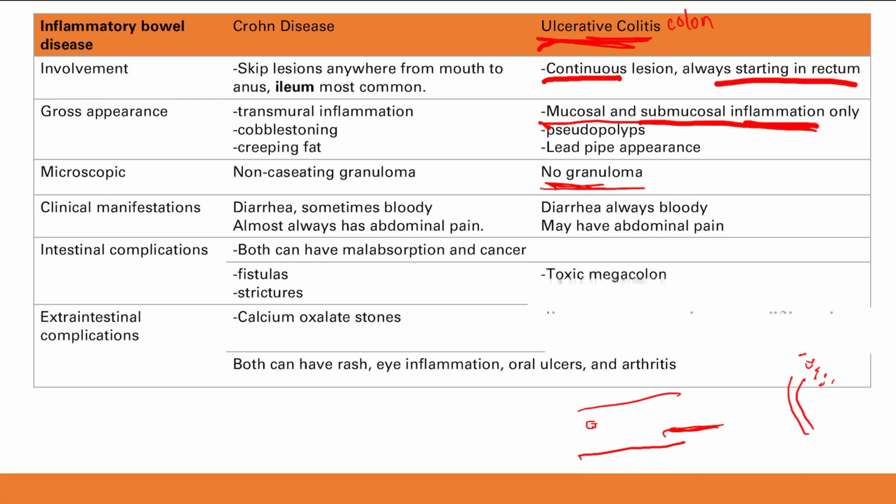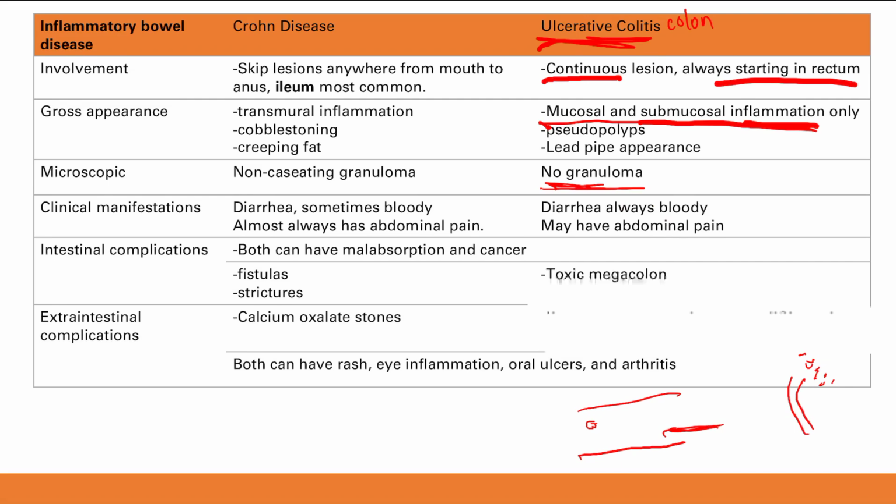It's basically damage to the bile ducts. Ulcerative colitis is associated with primary sclerosing cholangitis, which is the destruction of the bile ducts. Now again, I said both can have rash, eye inflammation, oral ulcers, and arthritis. Visit the notes if you want to see more detail on that.